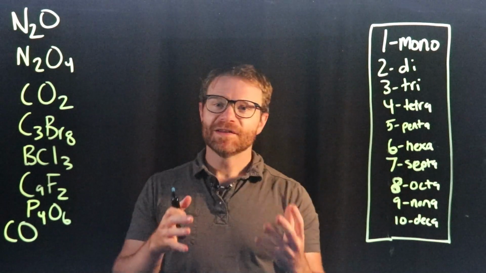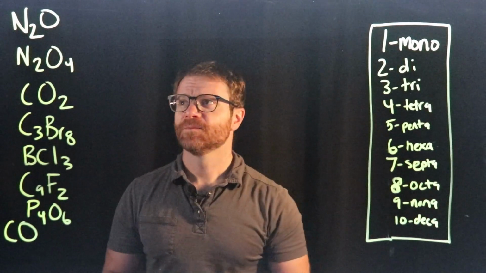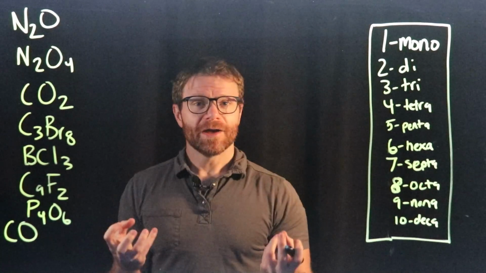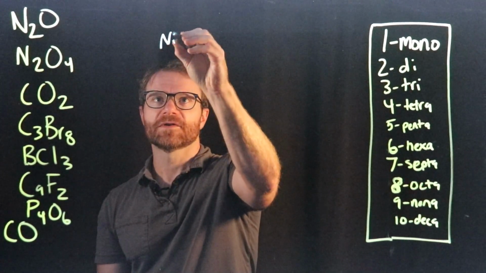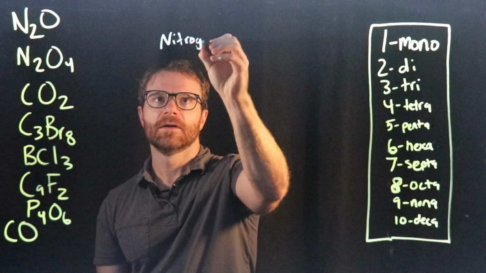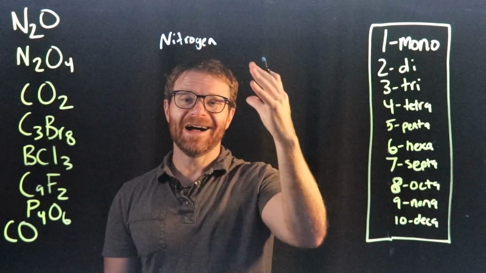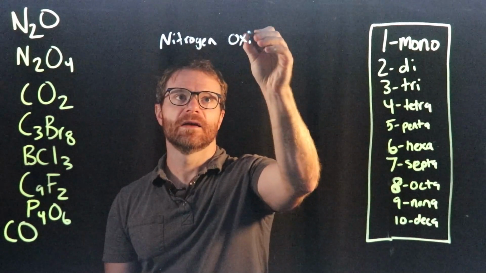Okay, I'm going to teach you how to name covalent compounds by just going through a bunch of examples. So let's start with N2O. Now, if this were an ionic compound, we would call this nitrogen. We start with the first thing in the formula. Then we do the second thing in the formula, and we give it the "ide" suffix. So this would be nitrogen oxide.